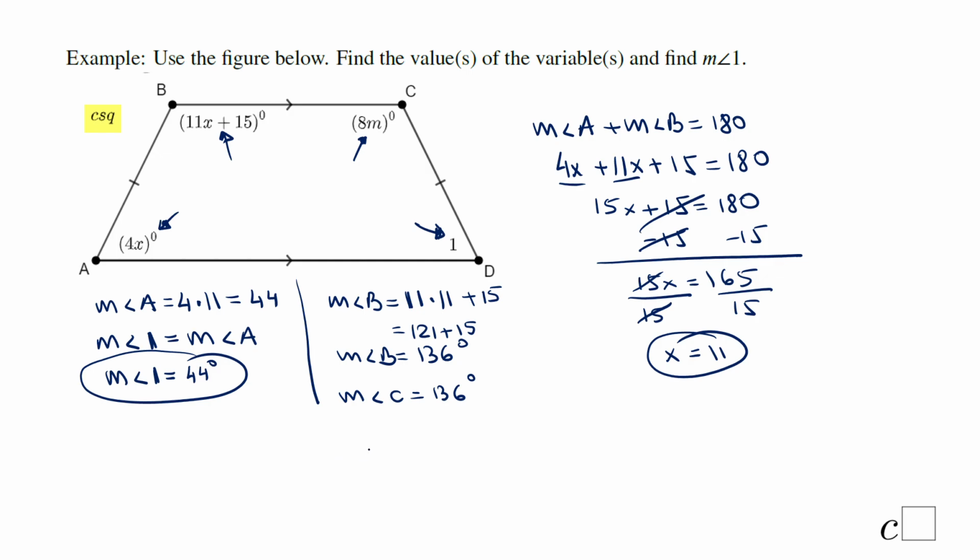So now we're gonna have 8m, that is the measure of angle C in the picture, equals 136 divided by 8. And we have m equals 17. And that is about this problem.